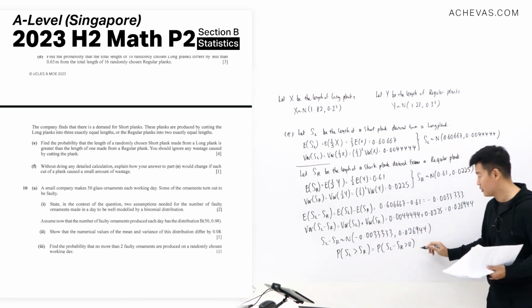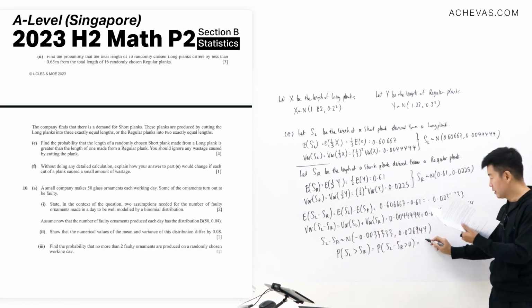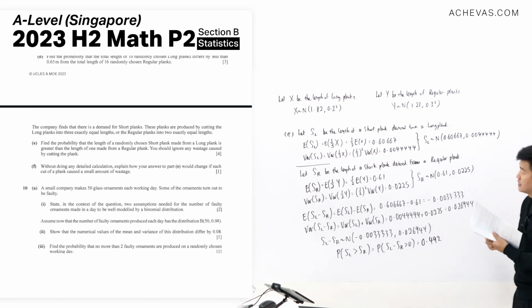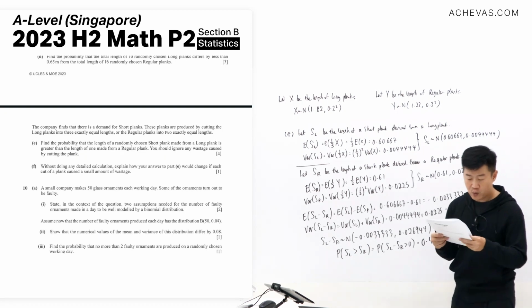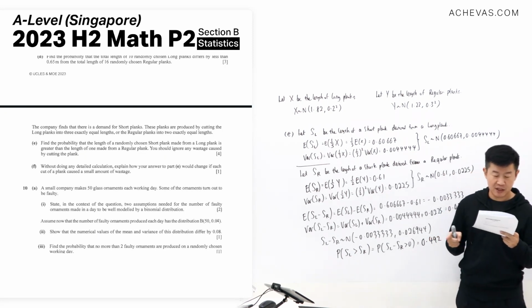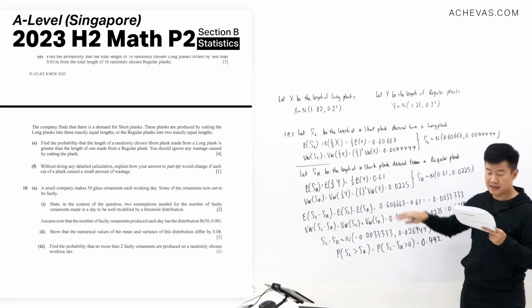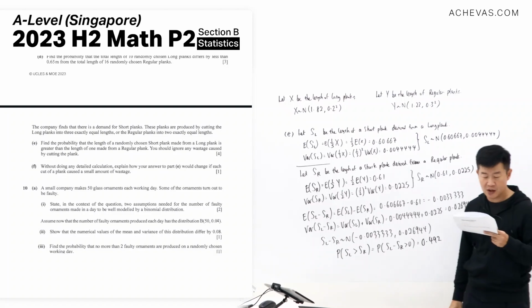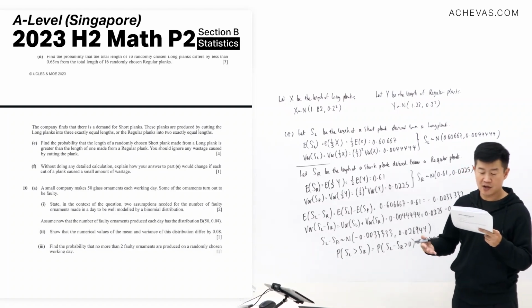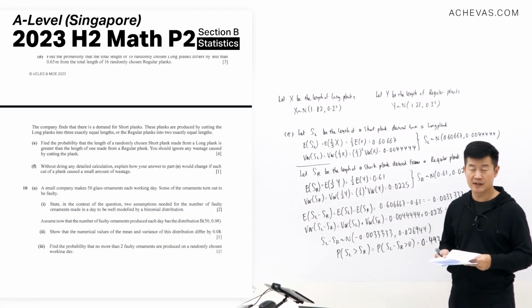So we can now press into the calculator. And from my calculator, the probability is 0.492. This is for part E. We have one last part, which is a 1-mark question. It says that without doing any detailed calculations, we are supposed to explain how the answer in part E will change if cutting the plank will actually cause a small amount of wastage.